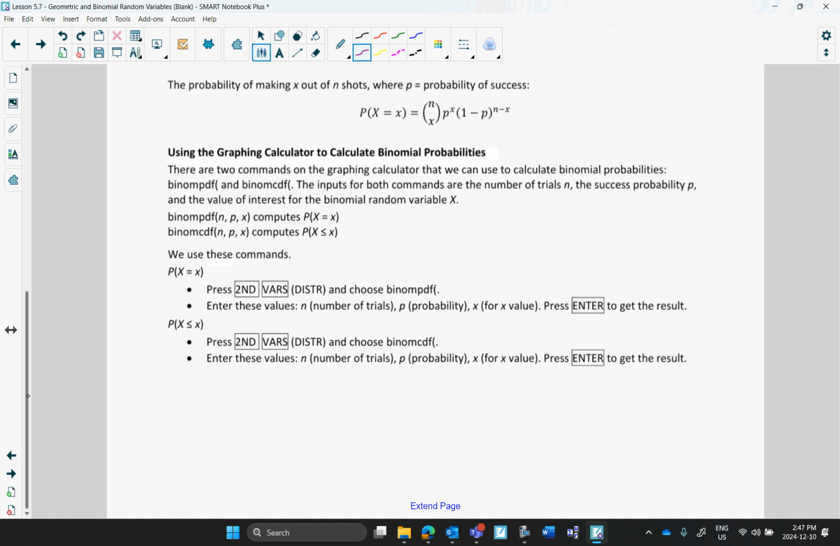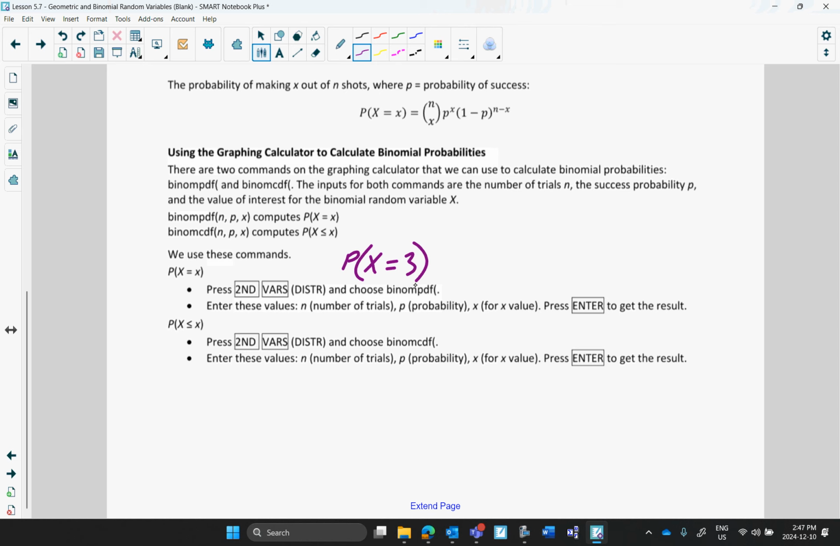Okay, so if we went to the above, let's say we wanted to find, so we already got the answer above for when x is 3. We know that it's going to be about 11.2. Well, let's use the binomial PDF function to clarify the answer.